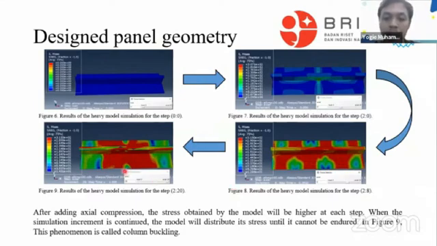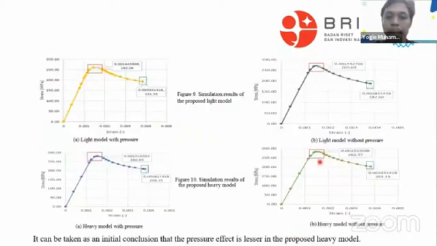Then there are bends in the model, both from the plate, web, and flange. This was influenced by the high stress that the model could not withstand. This phenomenon is called column buckling. After analyzing its increment, the results of the light and heavy models are presented in figure 9 and figure 10. Two conditions are given: pressure and without pressure.